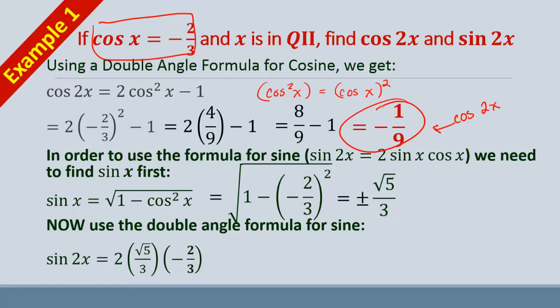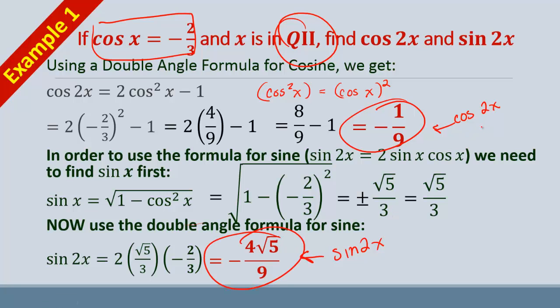Now, this is where this comes in. We need to know whether to use plus or minus. Since it's in quadrant 2, sine is positive, so we use positive root 5 over 3. So now we go back down to here: 2 times root 5 over 3 times negative 2/3 gives us an answer of negative 4 root 5 all over 9, and that is your sine of 2x. So these are your two answers. This is your cosine of 2x, this is your sine of 2x.